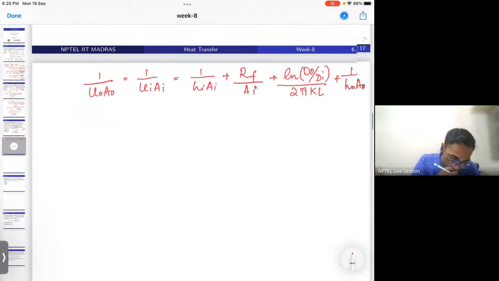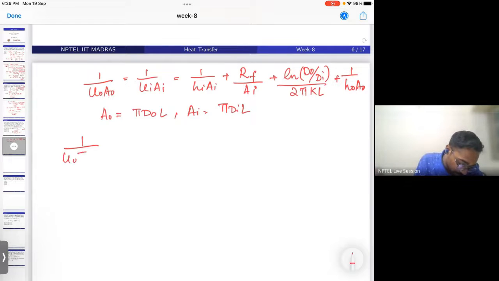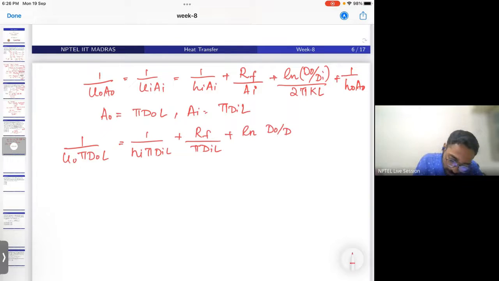So let me write A0. We are asked to find it based on the outer surface, so I am writing D0 L. The length of the tube I am assuming is L. Ai is pi Di L. So U0 pi D0 L will be equal to 1 by (hi pi Di L) plus Rf by (pi Di L) plus ln(D0 by Di) by 2 pi K L plus 1 by (ho pi D0 L).